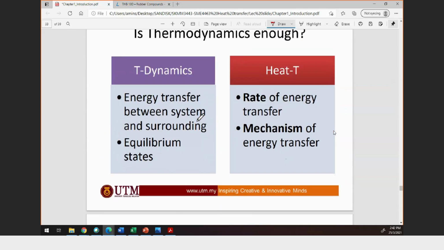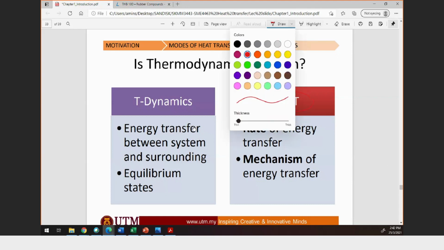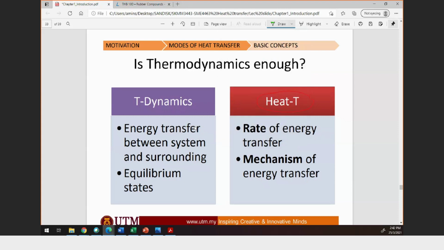Okay, so basically what you learn in these first topics, the introduction topics, you will learn a lot about heat transfer. Previously you learned about thermodynamics, the course of Thermodynamics 1, or we call it Thermodynamics and Applied Thermodynamics.